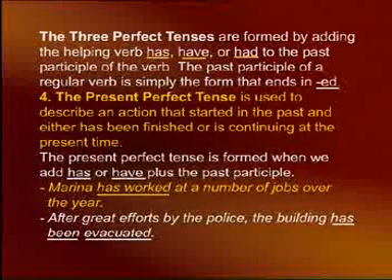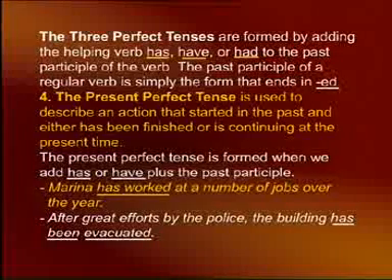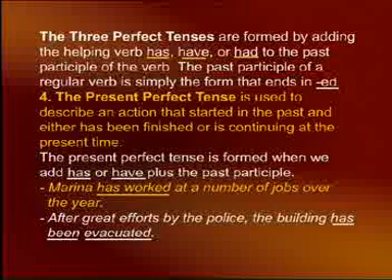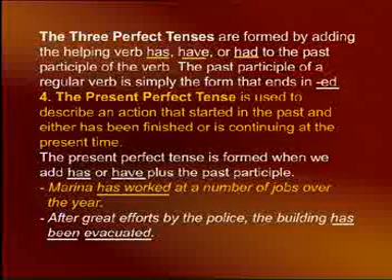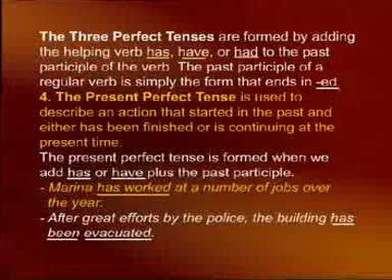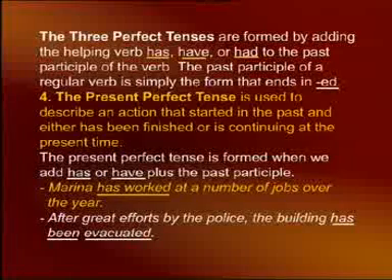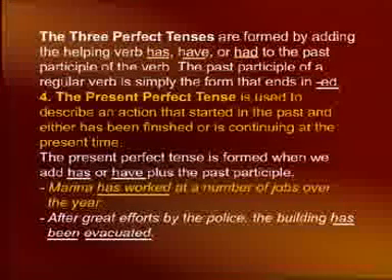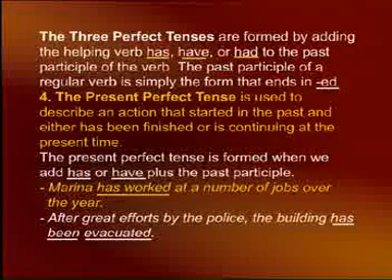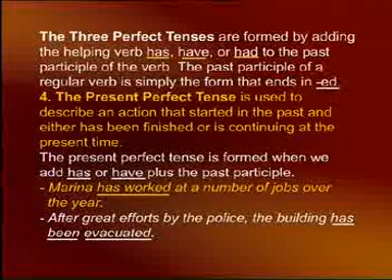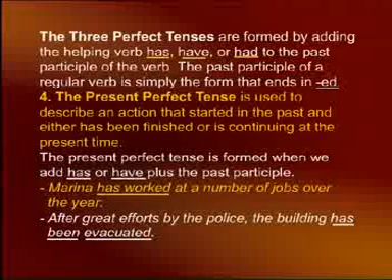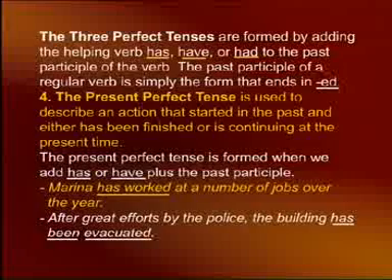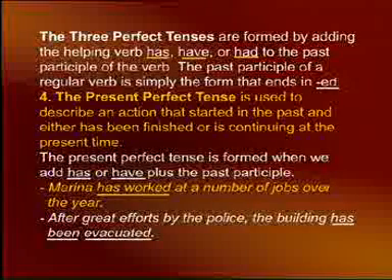And you know, the past participle of a regular verb is simply the form that ends in ed. Let us look at the present perfect tense. That's the first of the three perfect tenses. This is the first one, the present perfect tense. This is used to describe an action that started in the past and either has been finished or is continuing at the present time.